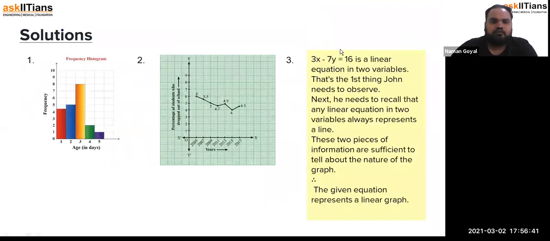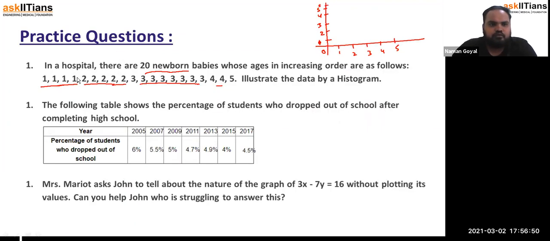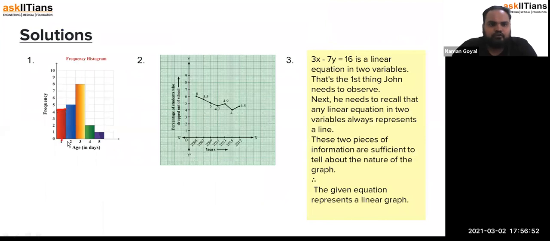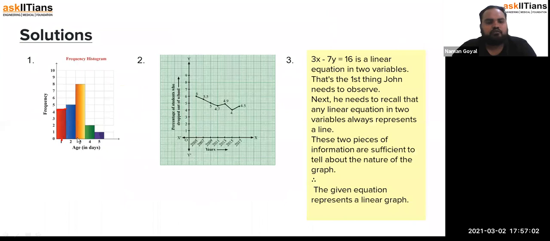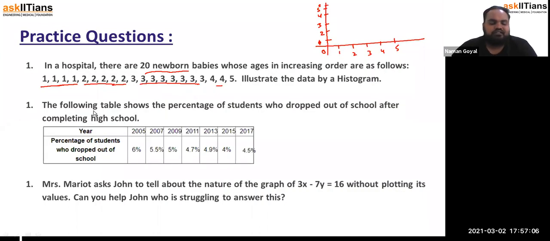Let me show you the graph here. If you see, for 1 year the graph is up to 4, right? For 2 years the graph is up to 5. For 3 years the graph is up to 8: 1, 2, 3, 4, 5, 6, 7, 8. For 4 the graph is up to 2, and for 5 it is 1. Very simple graph.